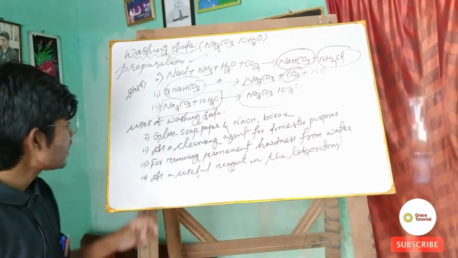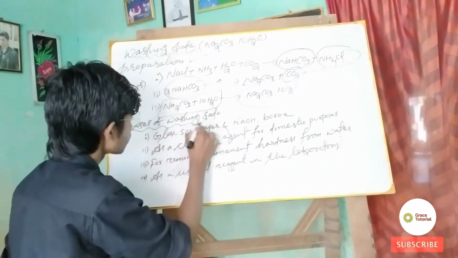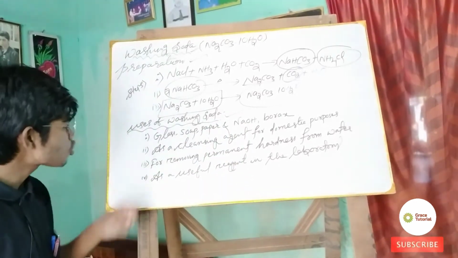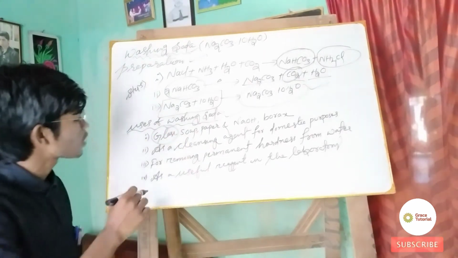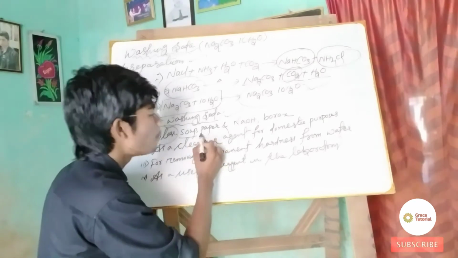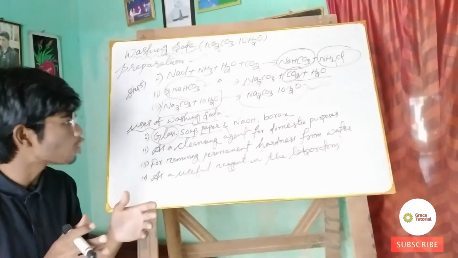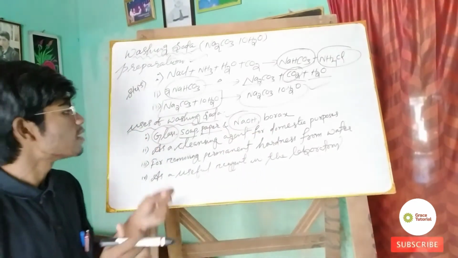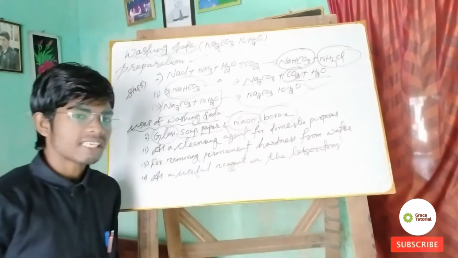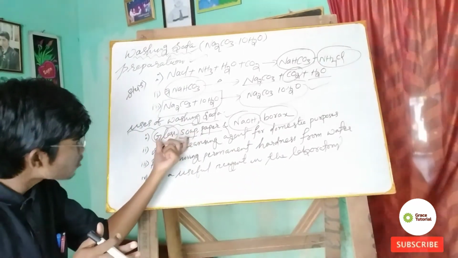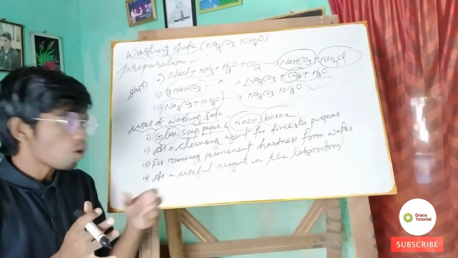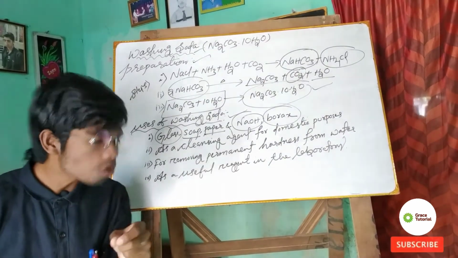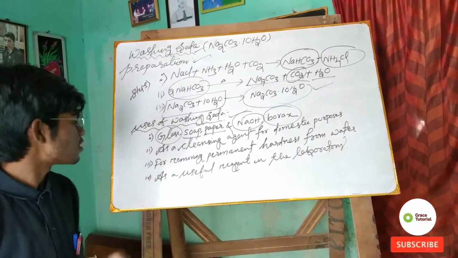Well, now let us try to understand the uses of washing soda. Basically, washing soda has various uses. The first one: it is used in the manufacture of glass, soaps and paper, and also in the making of various chemicals such as sodium hydroxide, which is known as caustic soda, as well as borax. That means washing soda is needed to manufacture all these substances.